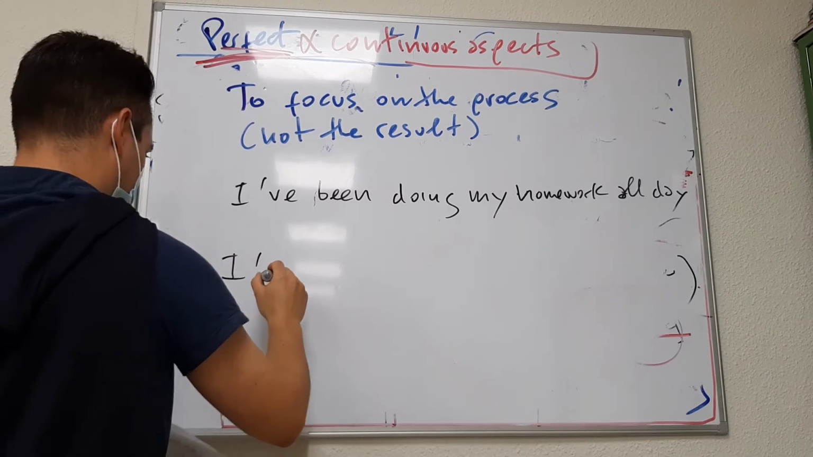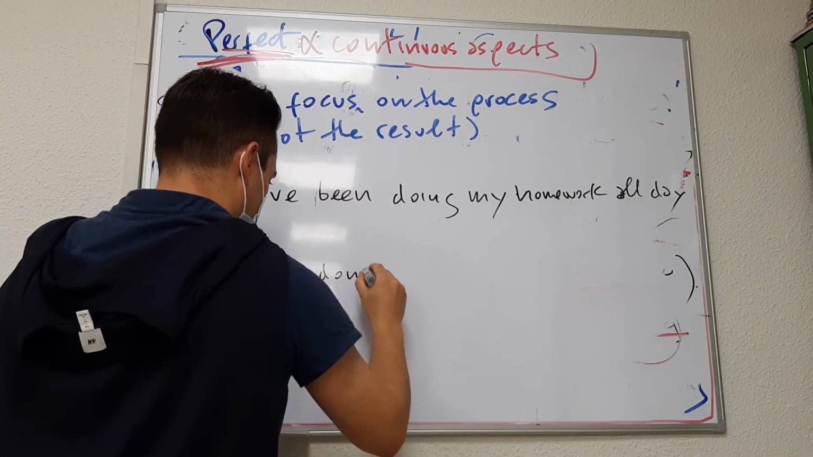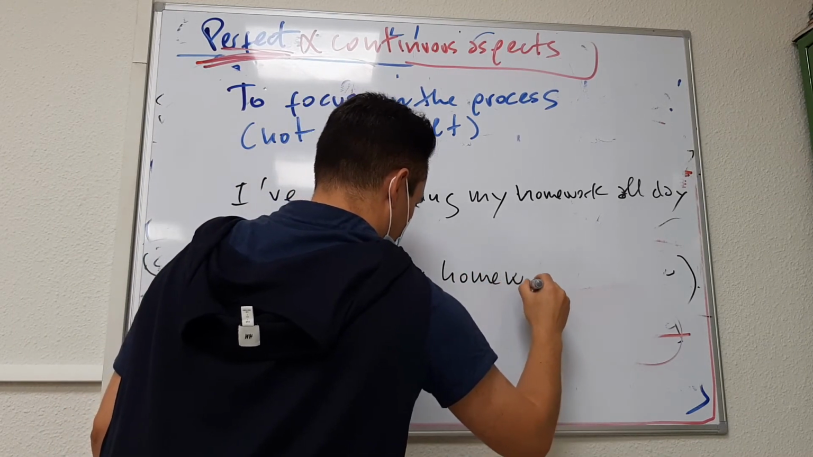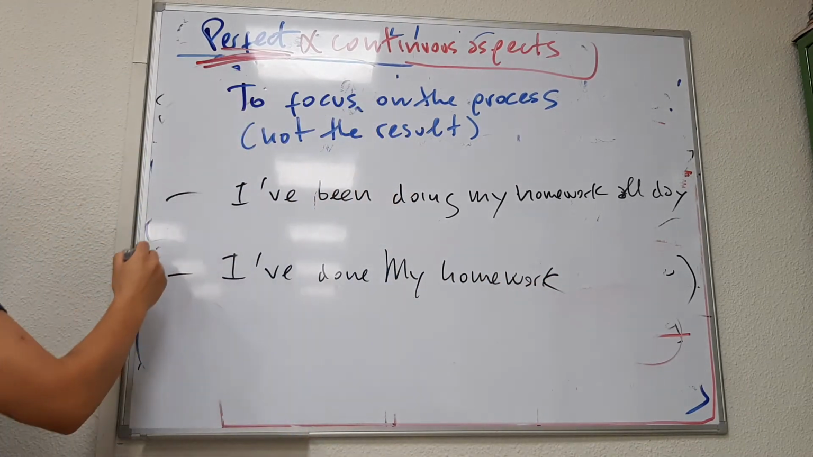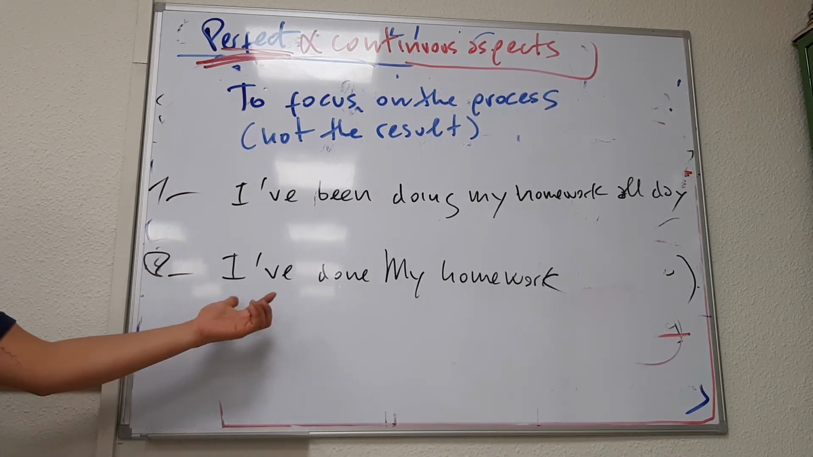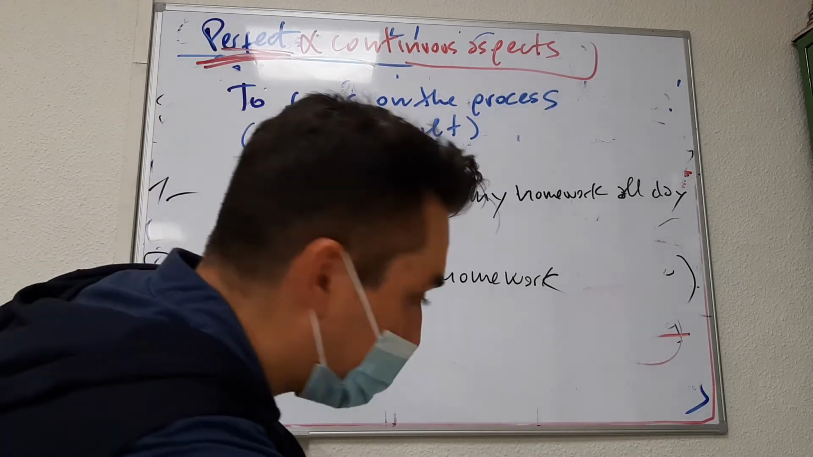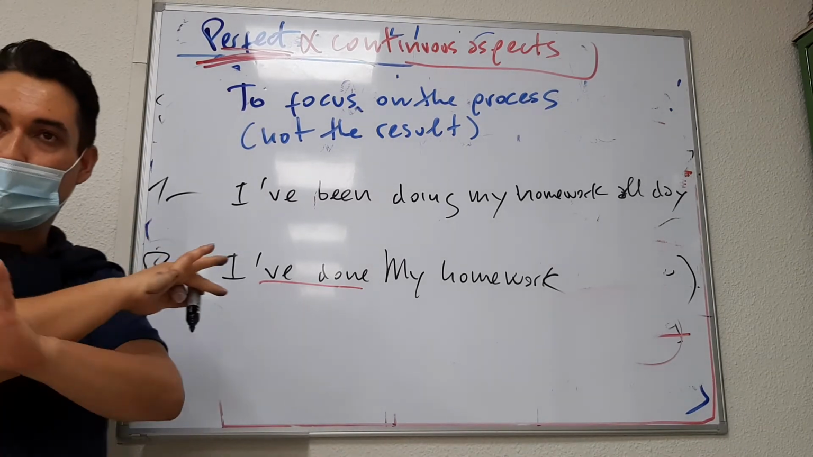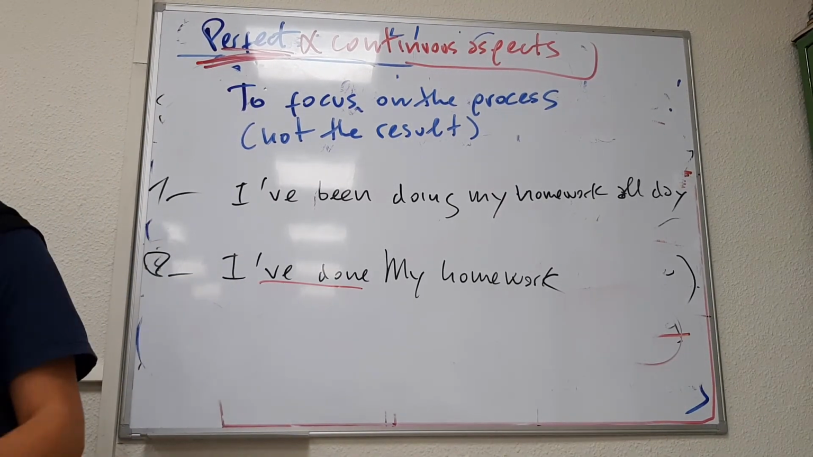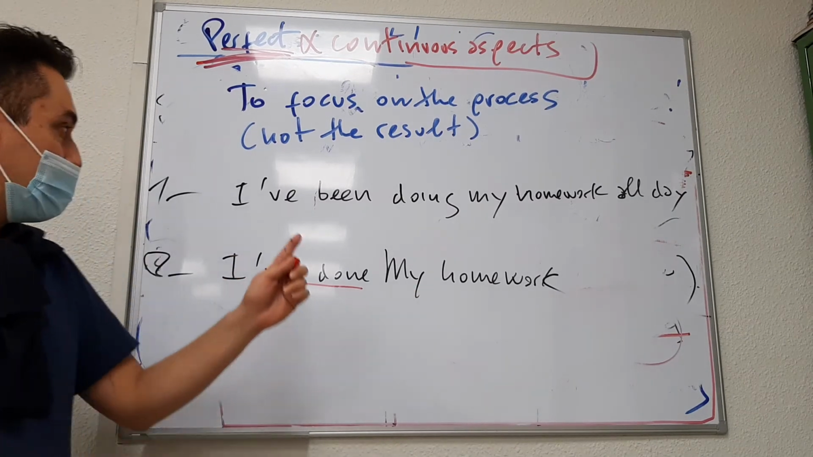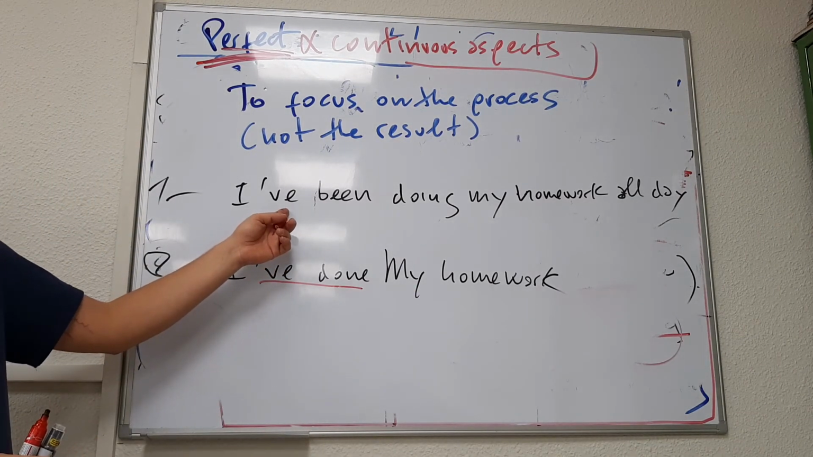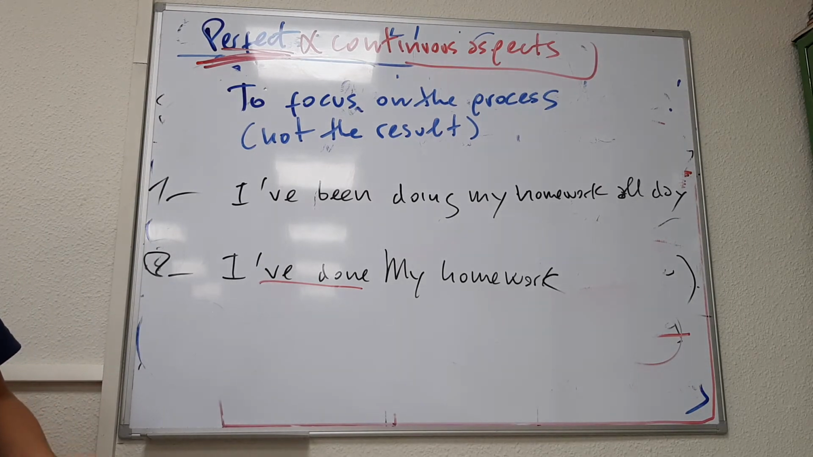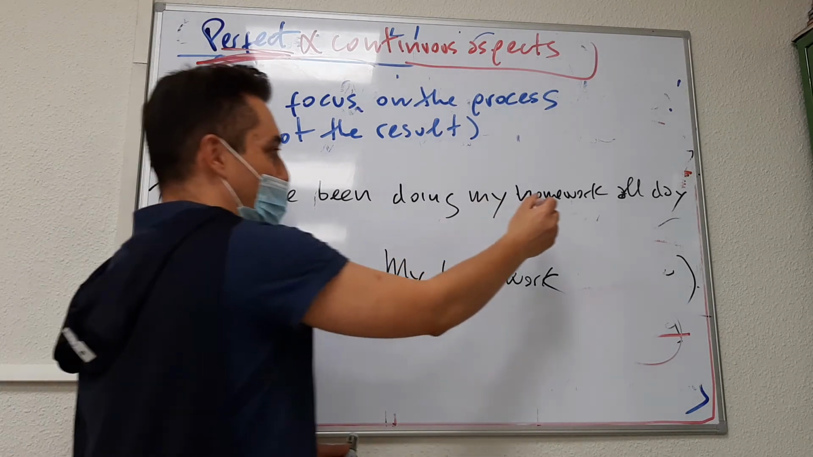I've done my homework. Here, sentence 1, sentence 2. In sentence 2, I've done my homework. This is just a perfect tense. What am I emphasizing here? I'm emphasizing that it's completed. I'm not telling you exactly when, but the important thing is that I've finished. Here, I've been doing my homework all day. The important thing is not that I have finished my homework. The important thing is to focus on the process all day.